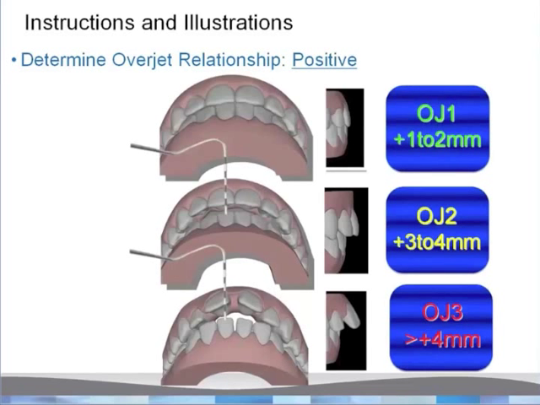So looking at the overjet relationship, a positive relationship would either be a normal overjet of 1 to 2 millimeters, which would be your green box on your form. An overjet of 3 to 4 millimeters would be an overjet of 2. And again, remember that 3 to 4 millimeters is our baseline, just like for periodontal pocketing. 3 to 4 millimeters is our baseline of what we would consider average or normal in terms of overjet or overbite. And then if the overjet is above 4 millimeters, then it would get the third ranking on our grid or our form.